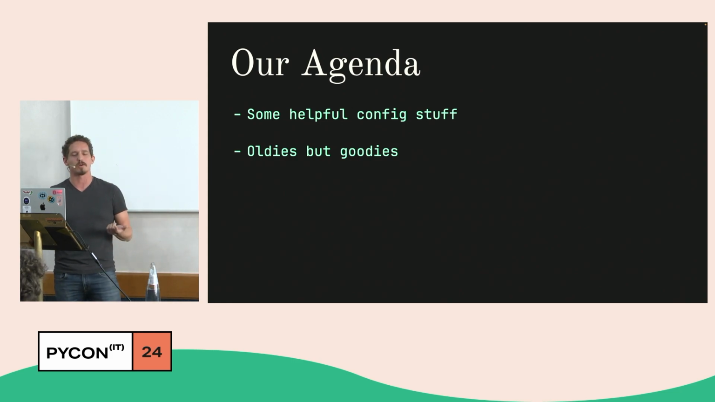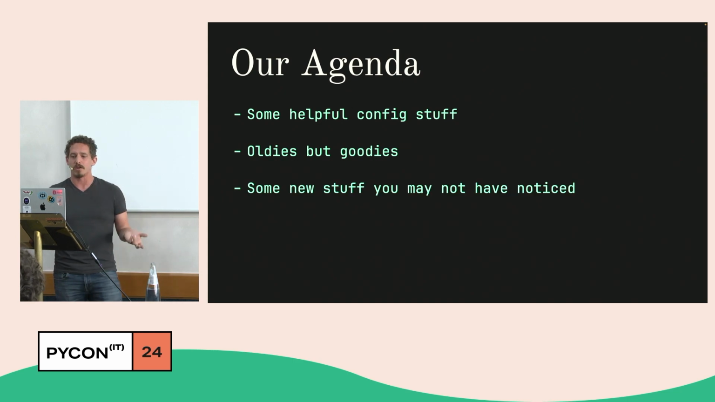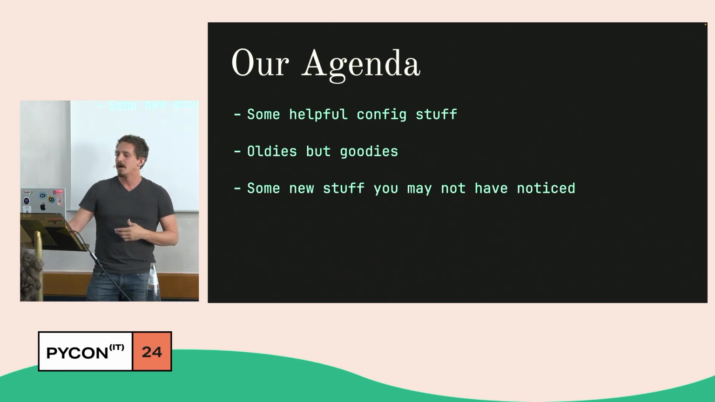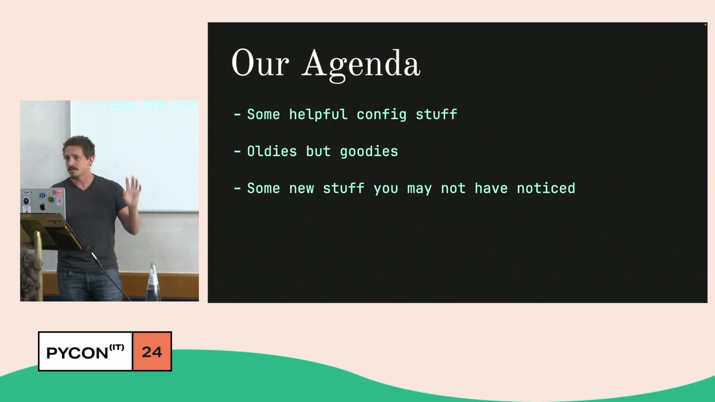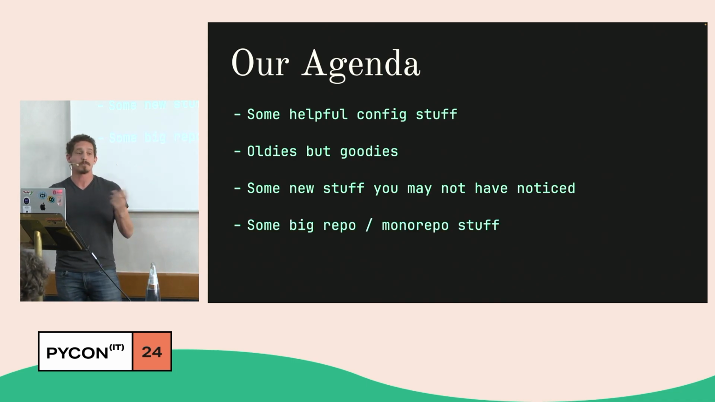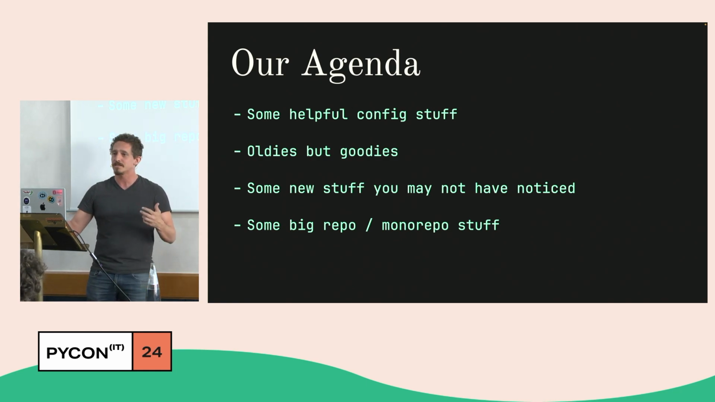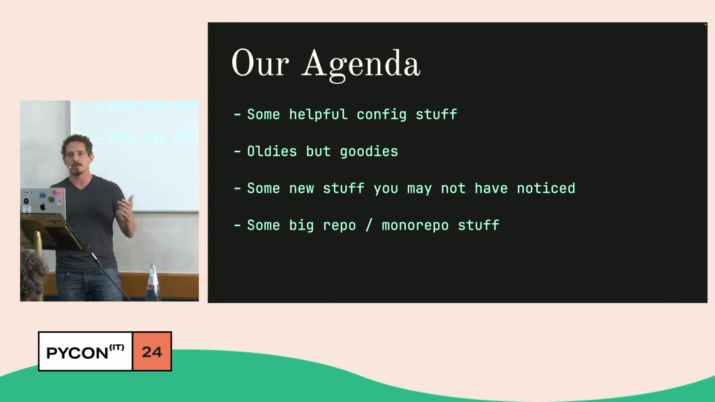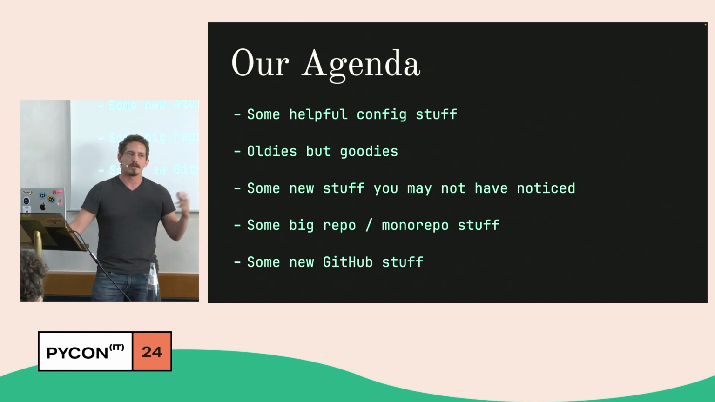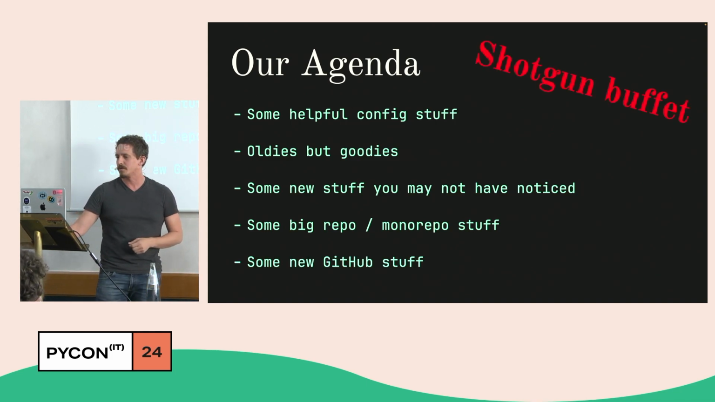We're going to do some helpful config stuff. We're going to do some oldies but goodies, some stuff that's been around for a while that you may not know about that I find very valuable, that are not defaults. We're going to go through some new stuff that you may not have noticed that have happened in the last couple years, or sometimes in the last couple months, and some big repo, monorepo stuff, which I find really interesting. Git is actually very good with large repositories now, which didn't used to be the case. And then I'll show a couple of new GitHub stuff and some Git Butler stuff.